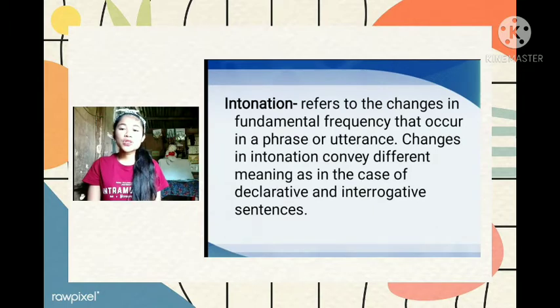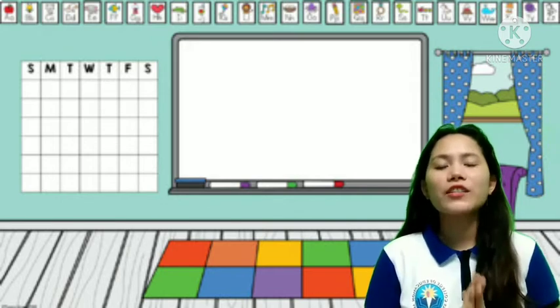Intonation refers to the changes in fundamental frequency that occur in a phrase or utterance. Changes in intonation can carry different meanings, as in the case of declarative and interrogative sentences. Let's proceed to the consonant sounds.